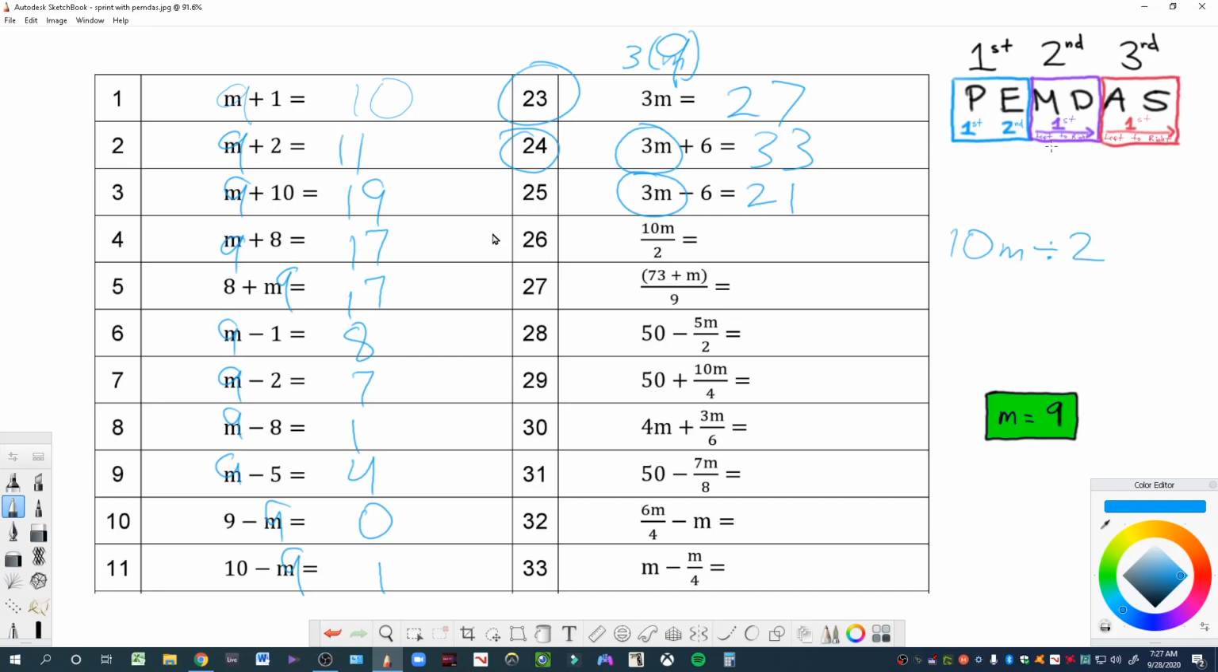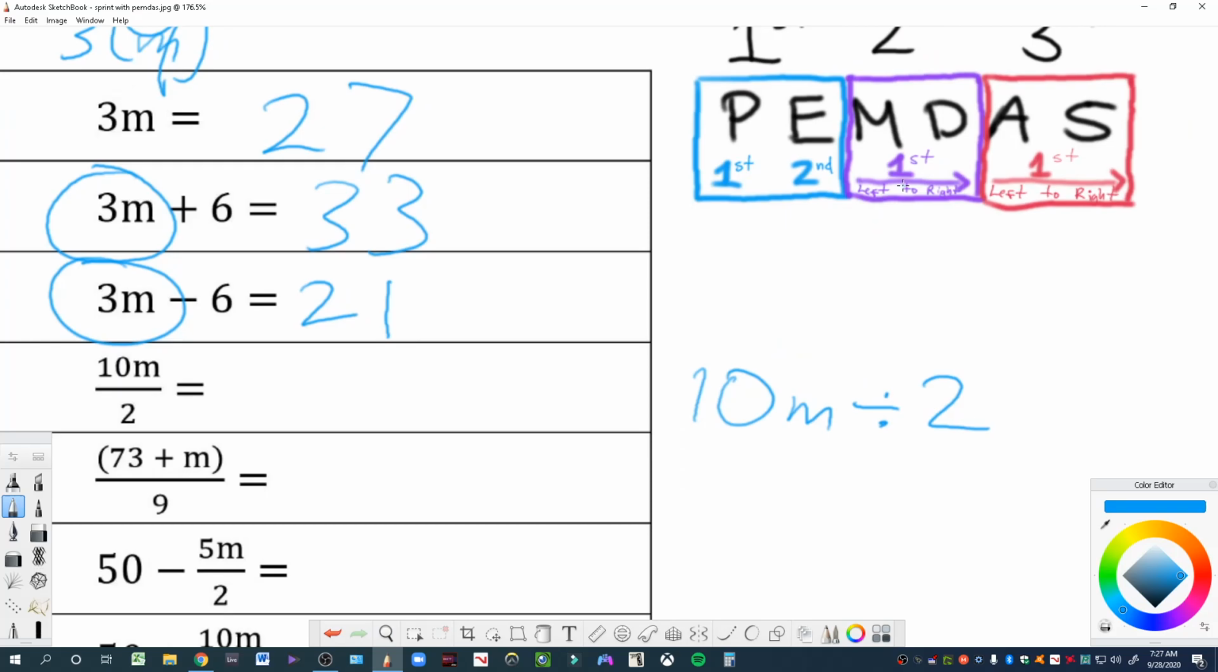Now, the rule is you have to do whichever comes first from left to right. So multiplication comes first, and then division comes second. So I would have to do 10 times 9 first, because m equals 9, and I get 90, and then I divide that by 2.